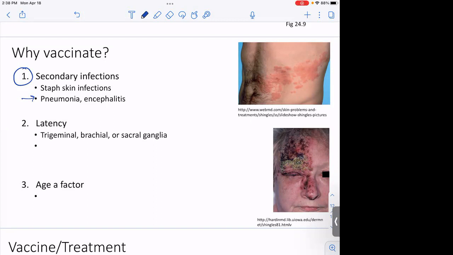An even stronger reason to vaccinate kids is that, like HHV1 and 2, HHV3 can go latent. It could go latent in either the trigeminal, the brachial, or the sacral nerve. When it does reactivate, about 1/3 of the people with chickenpox will have it reactivate.